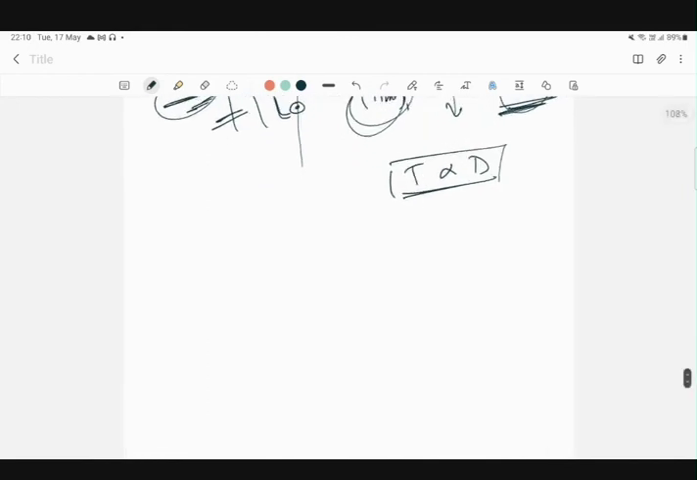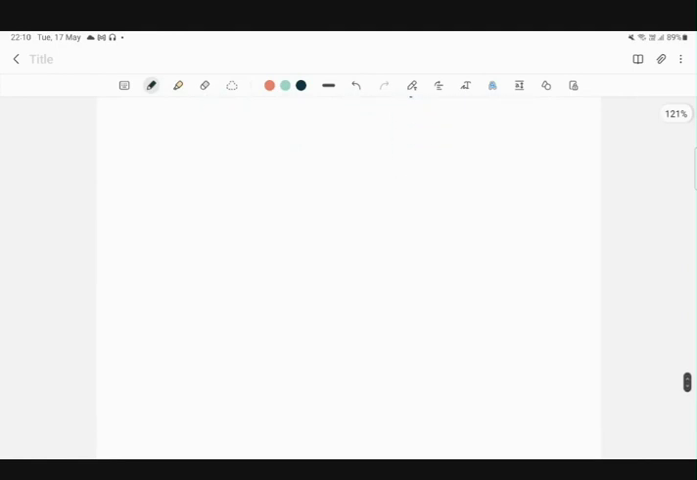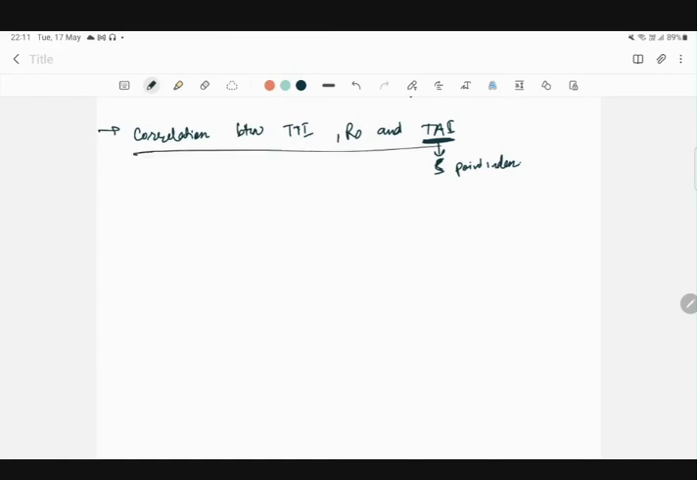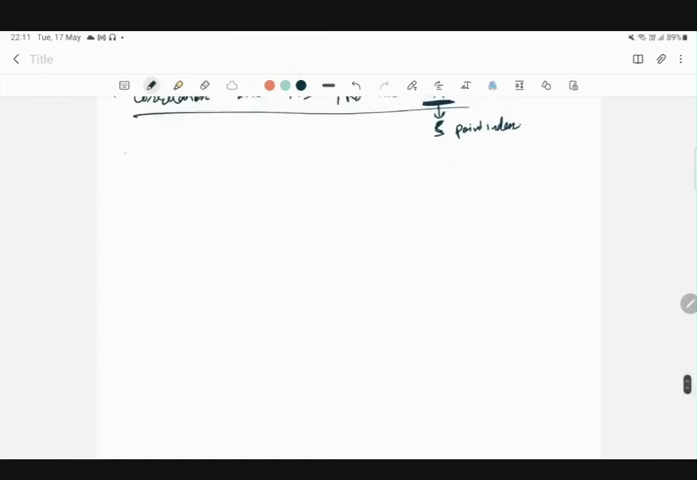So there are some correlations between the different methods we discussed. Write down the correlation between TTI, that is time temperature index, vitrinite reflectance, that is R naught, and thermal alteration index, that is TAI. We discussed that the thermal alteration index is a 5-point index. So for different stages, we have different values of TTI and so on.